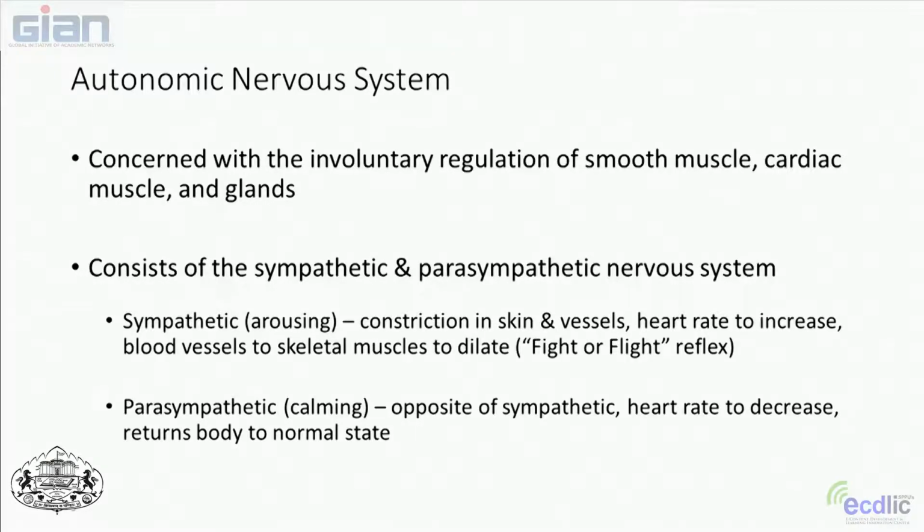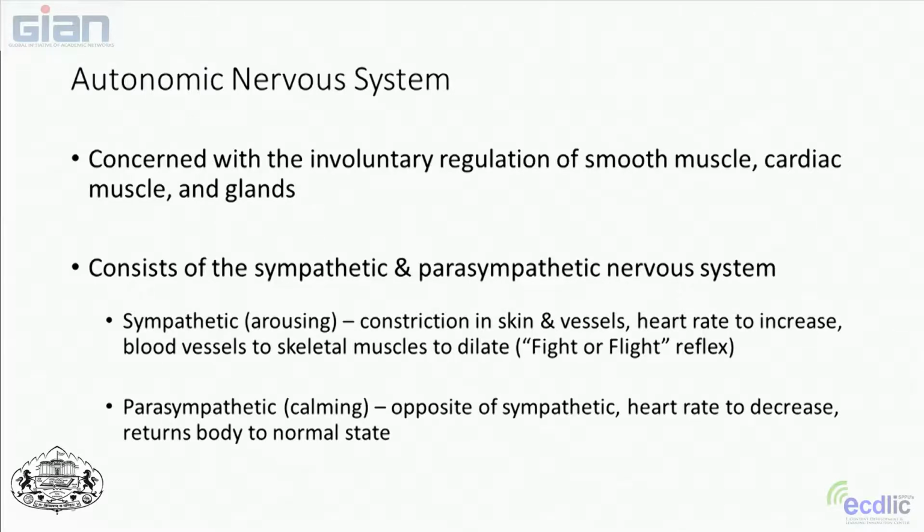The sympathetic is the arousing part of our nervous system. So it's sort of the fight or flight type of response. If you're put into a situation where you need to react, your sympathetic nervous system kicks in. And what it does, basically, is work to constrict the skin vessels and blood vessels throughout the body, and it starts sending more blood to the heart and to the lungs. So your heart rate increases, and the blood vessels to your skeletal muscles dilate, so you can send more blood to your skeletal muscles, so you can react quickly to whatever situation you're put in.